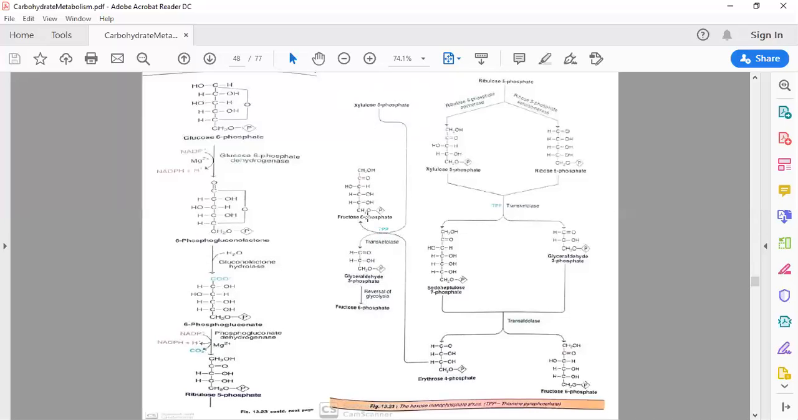Then fructose 6-phosphate and glyceraldehyde 3-phosphate can be further catabolized through glycolysis and citric acid cycle, and glucose may be synthesized from these two compounds. So if you remember, in glycolysis and TCA cycle, one of the intermediates formed is glyceraldehyde 3-phosphate. So it enters into glycolysis and moves ahead and generates the energy.